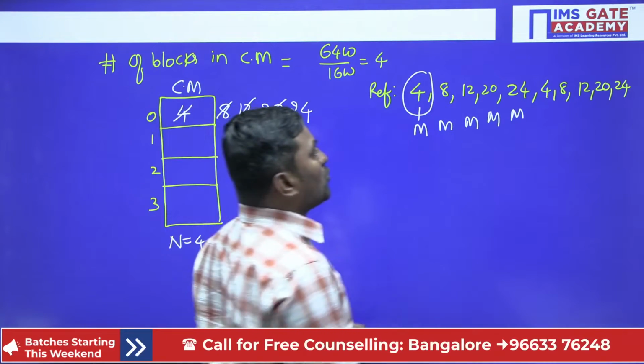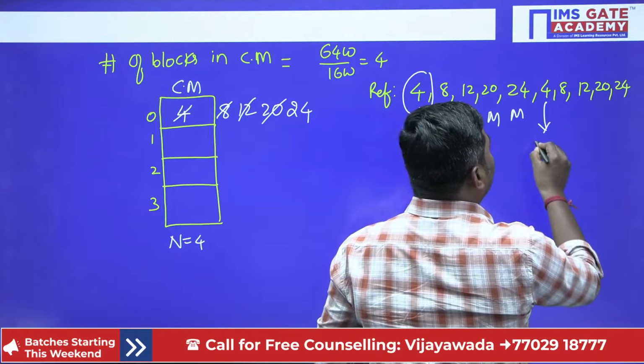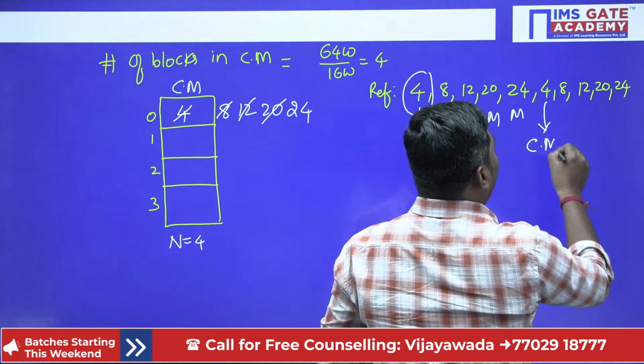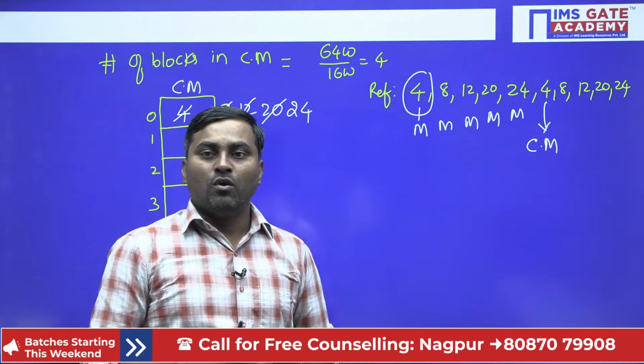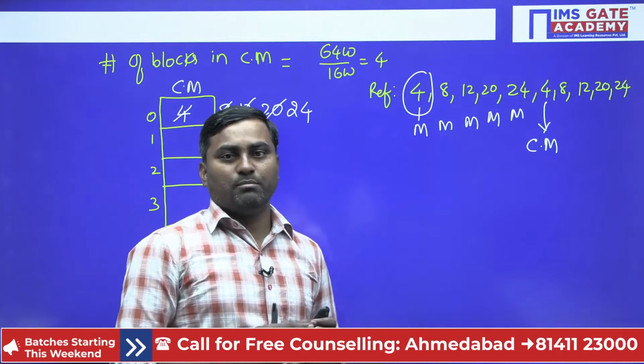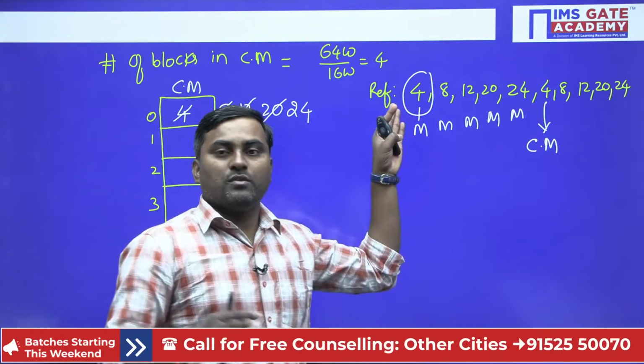Now the reference goes to 4. So did 4 result in a miss or not? This miss we consider a conflict miss. We call it CM, conflict miss. What is a conflict miss? 4 is not coming to the cache memory for the first time. 4 was already there; the first time we referred to it.